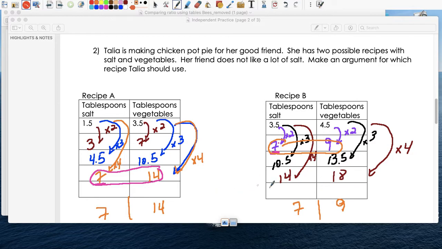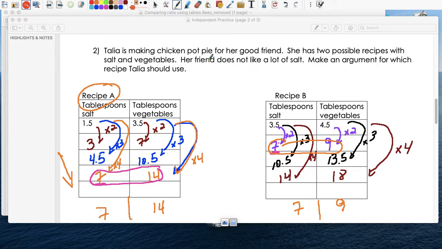So which of these, cuál de los dos va a estar more salty? Va a estar más salado, okay, saltier. So this one, recipe A, right? Con 7 sal, they use 14 tablespoons of vegetable. Entonces, you're going to mix, va a mezclar mucho y no va a estar muy salado. Here, 7 tablespoons of salt y solamente 9 tablespoons of vegetables. So aquí queda más salt porque no hay mucho, el sal está mezclado con pocos vegetales. Okay, so it's going to be very salty.